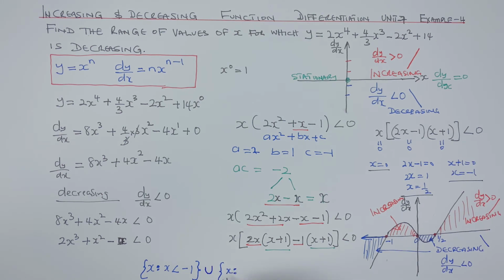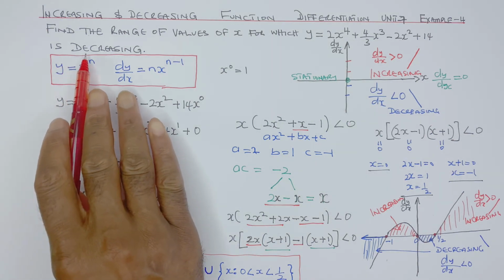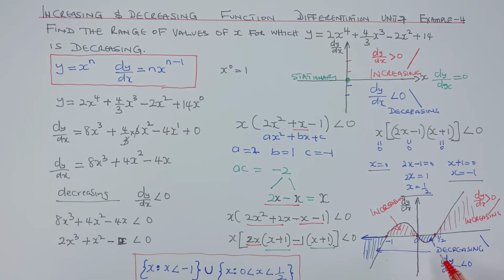plus that one here, open curly bracket, x colon, because we're talking about the x-axis, and then we start with 0, the smallest, and the highest is a half. So that will be 0 less than x less than 1/2, close curly bracket. And that's the range or the domain of x that satisfies the function as a decreasing function here and there.